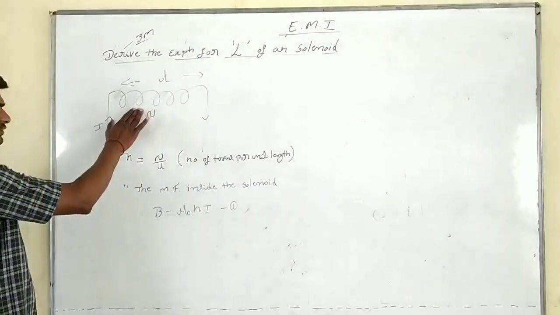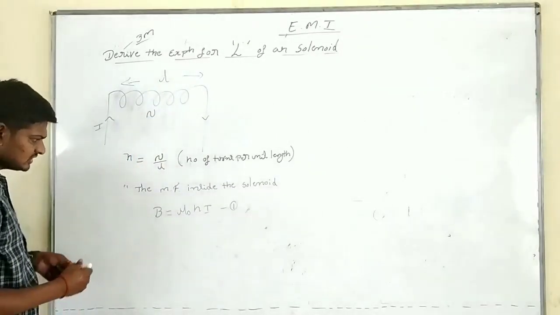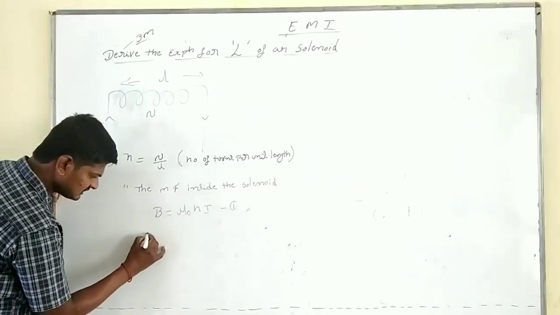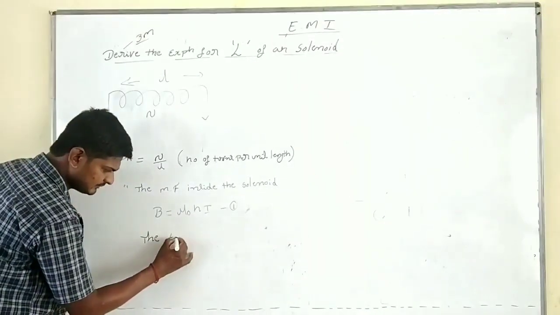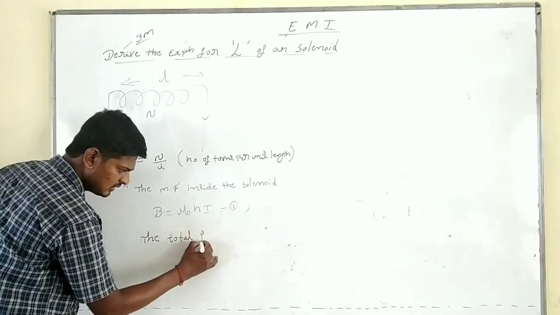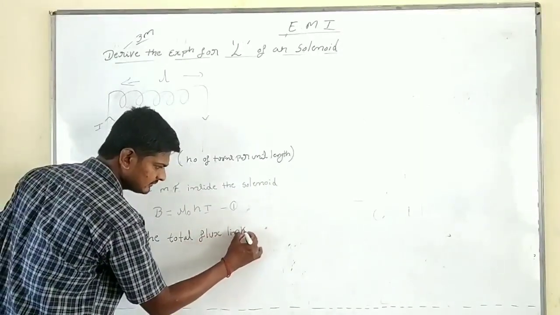When this coil produces a magnetic field, what will happen? The flux is going to change. Now we can write the flux linked with the coil, the total flux linked with the coil.